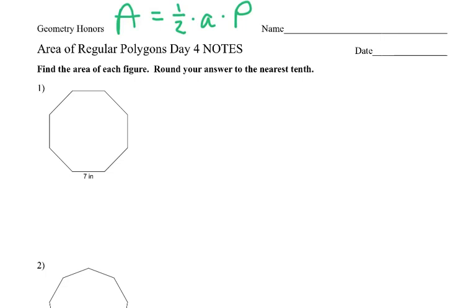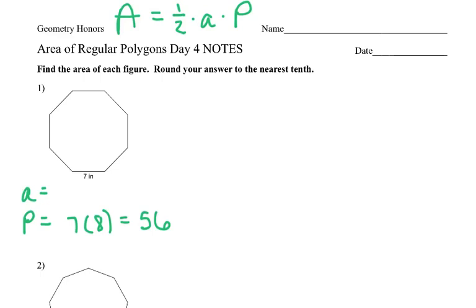Alright, so in number 1 we have an octagon with a side length of 7. So remember we want the apothem and the perimeter. With the given side length of 7, we know that our perimeter will be 7 inches times 8 sides, which is a total of 56. So that part was pretty nice and straightforward. But now we need to find the apothem.